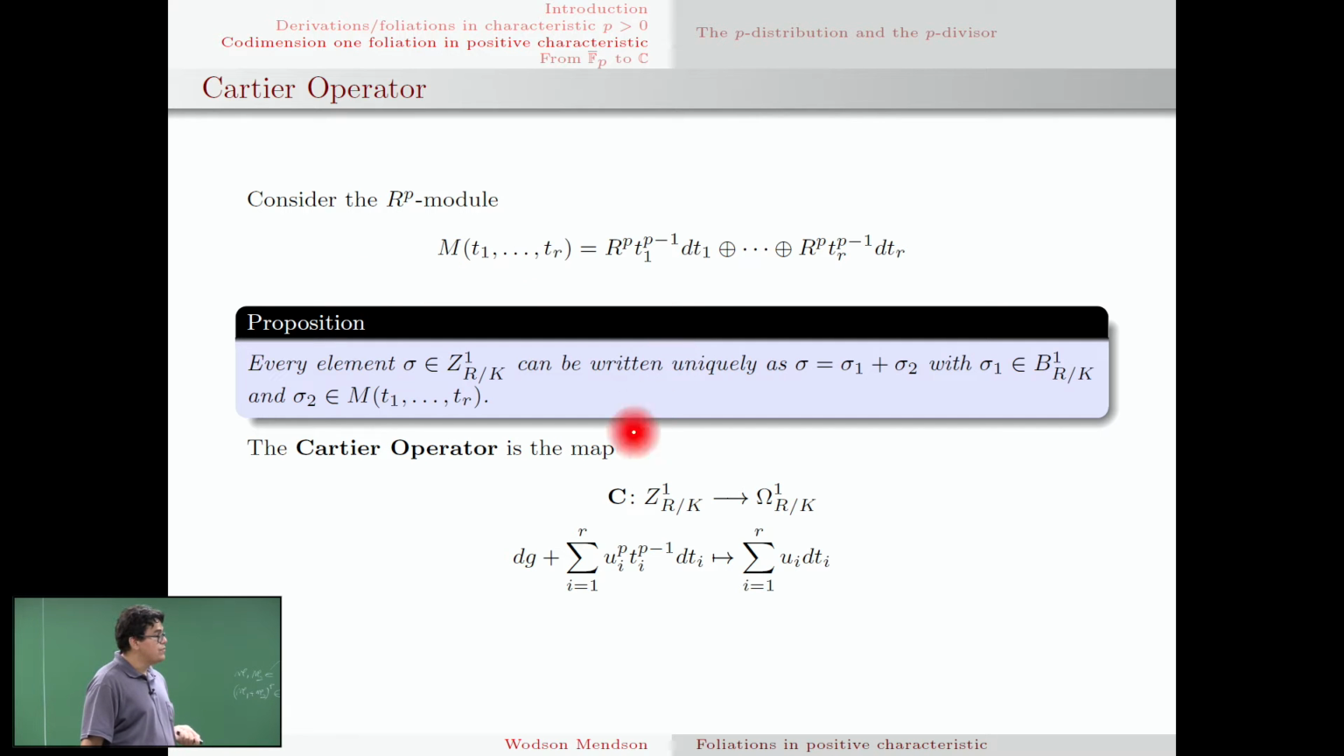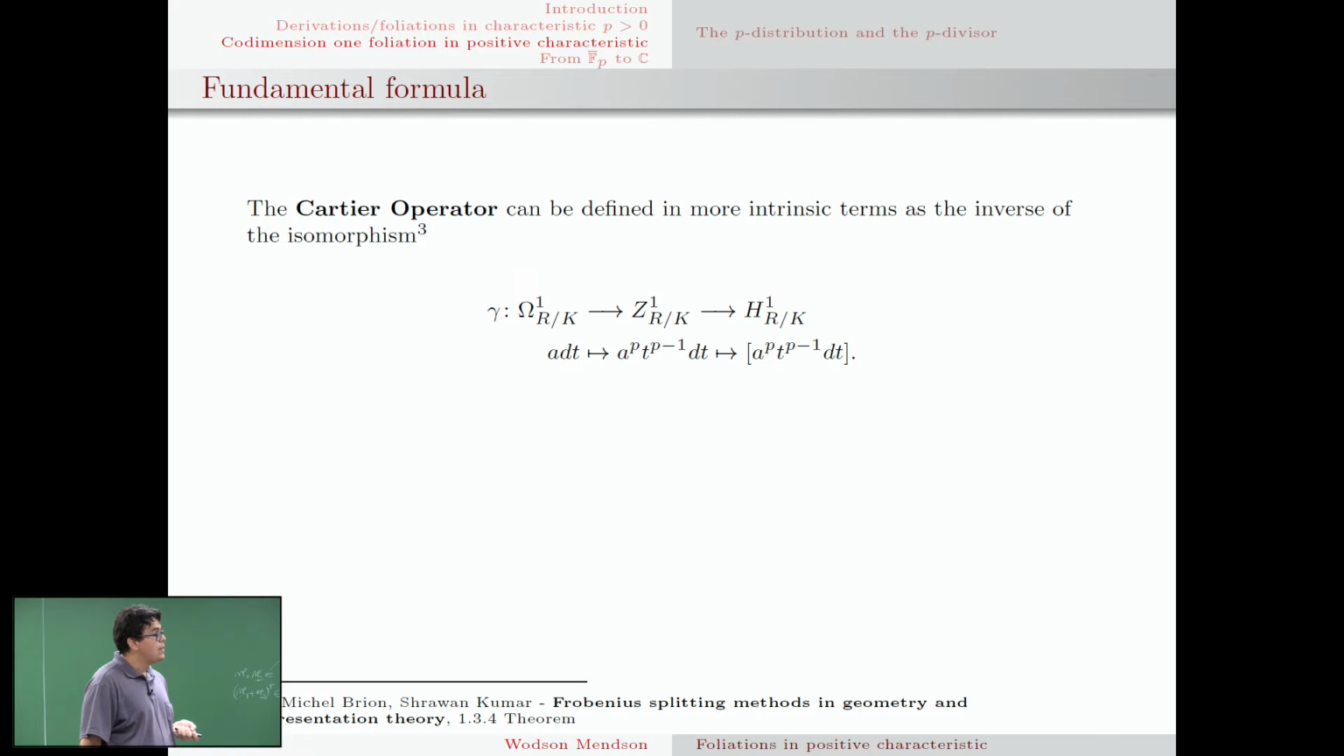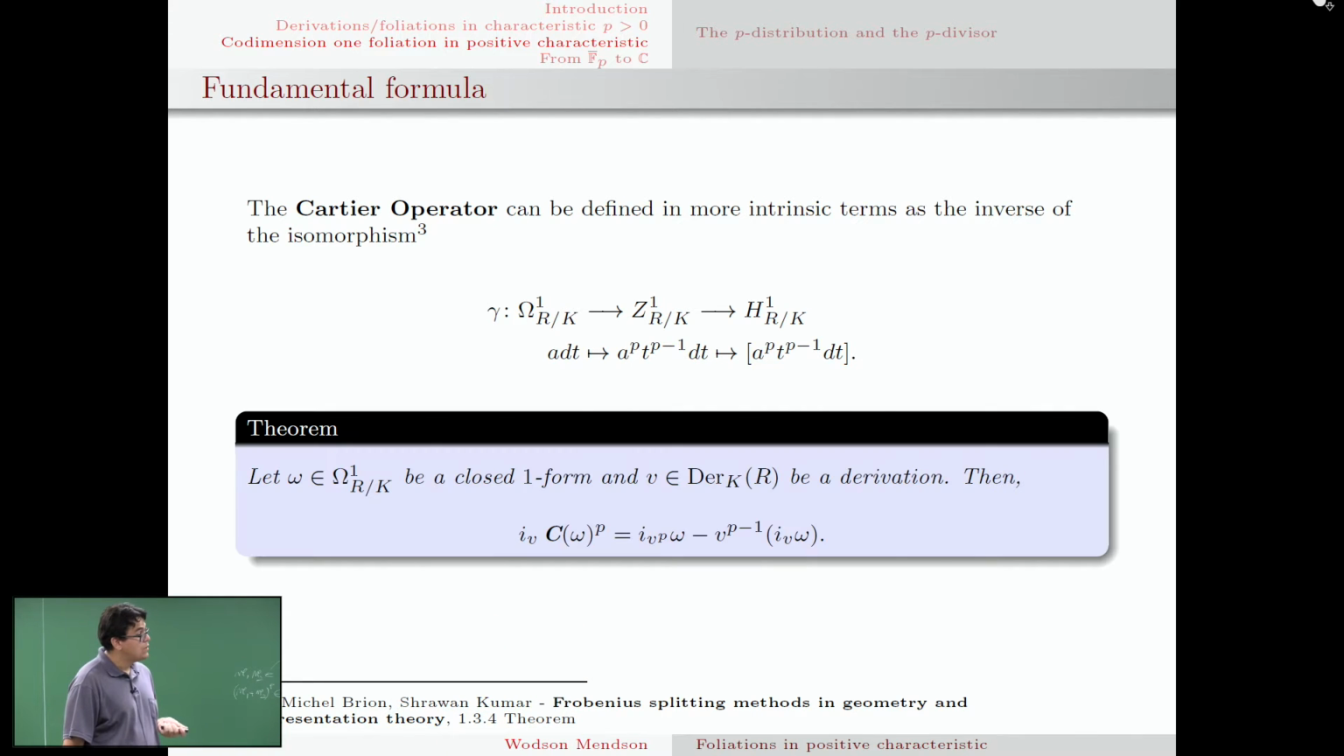And the Cartier operator is just a map. We take a closed one-form and project, with some corrections, to the second factor that lives here. We omit p and we omit this term here, and you get this map. We can define this operator in more intrinsic terms in this way, as the inverse of this isomorphism here. We can check this in this book here.